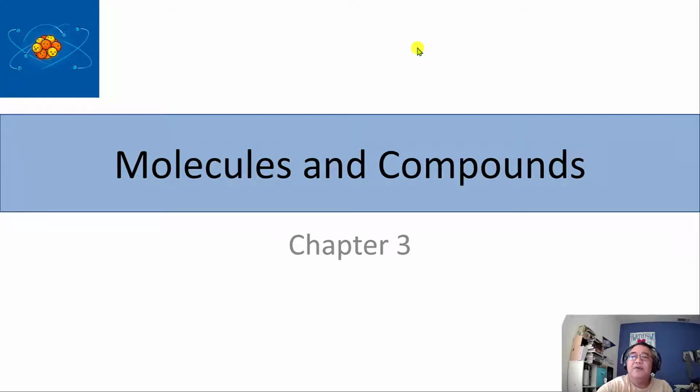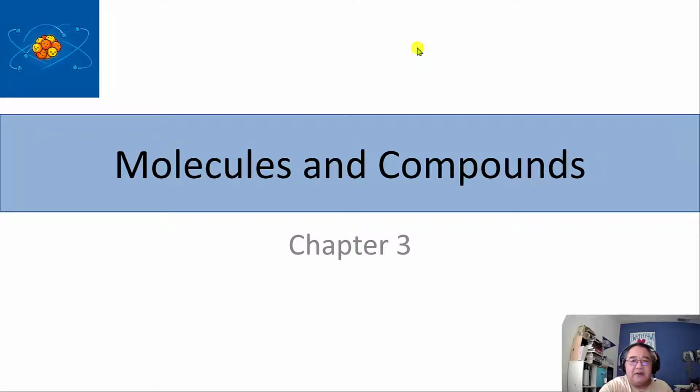So in chapter 3, we're going to learn about molecules and compounds. We'll learn about the types of compounds. We'll learn how each type of compound gets named. And then we're going to look at how experimentally we determine the chemical formulas of compounds.